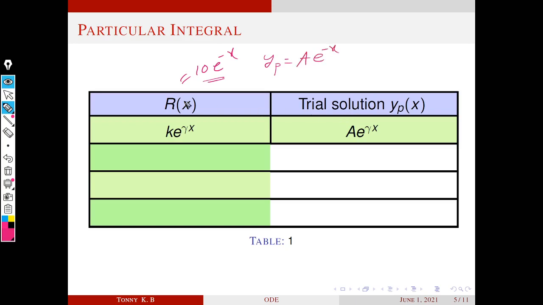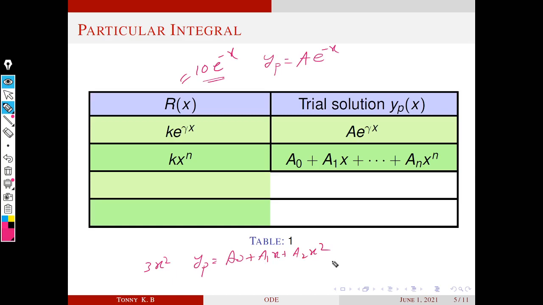Is it clear? And this is our second r of x, some k times x raised to n. For example, our r of x is like 3x square. Then what is the corresponding trial solution? Yes, a naught. The only thing is, if it is x raised to n, then we choose an nth degree polynomial. That's all. So here this is a second degree polynomial, so this becomes a naught plus a1 x plus a2 x square. This is the trial solution corresponding to this 3x square.